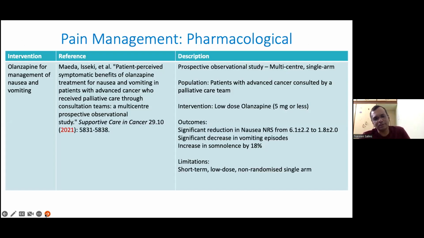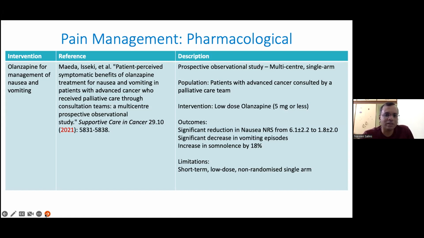Now, this was a 2021 paper which looked at olanzapine for management of nausea and vomiting. All my tables have three parts. The first part talks about the intervention. The second part is a reference. I will share my slides with the organizers, so it is free for dissemination.